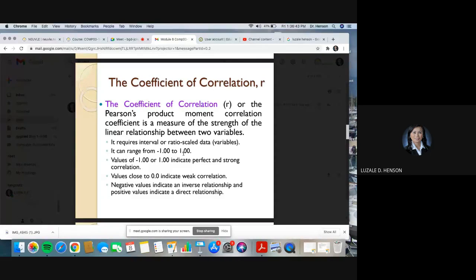Values of -1 or 1 indicate a perfect and strong correlation, while values close to 0, either from the negative side or from the positive side, indicate a weak relationship.